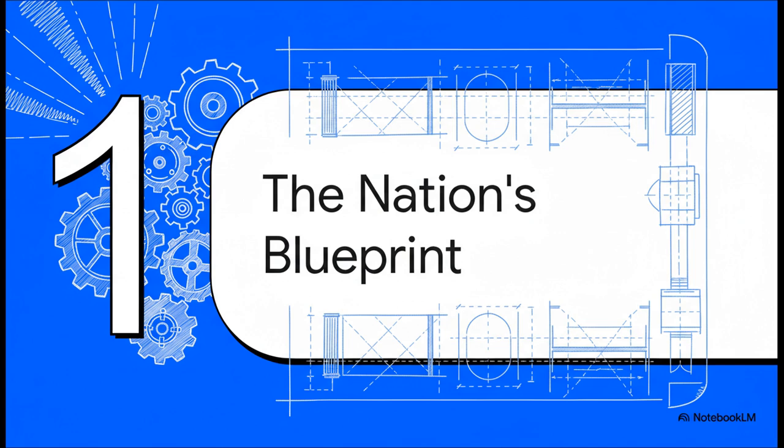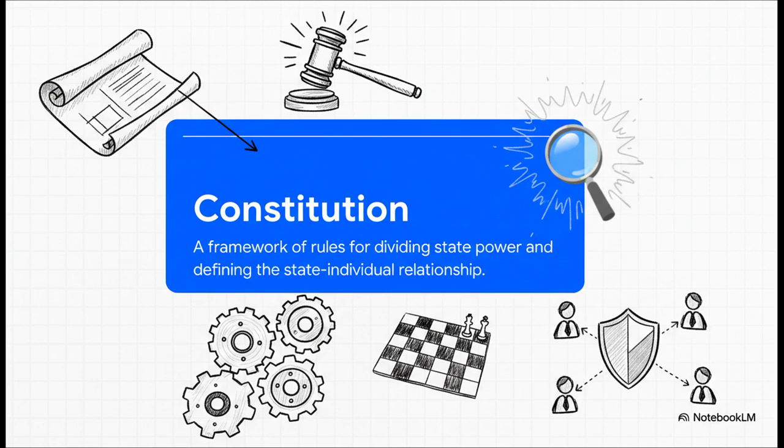You see, every stable government is built on top of a foundational document. It's like a master plan that lays out all the rules of the game. And that document, that's the Constitution. And there it is. That blueprint is the Constitution. Now, look at this definition here. It's so much more than just a list of rights for people. It's a framework of rules. And its main job is to divide power and define relationships.